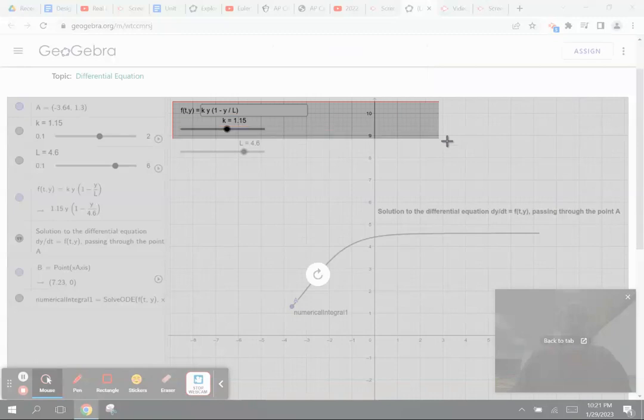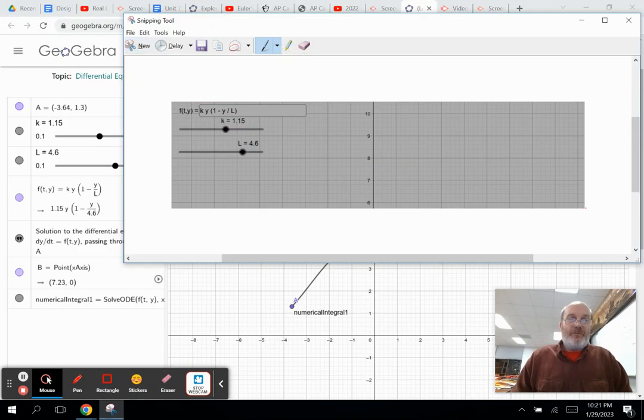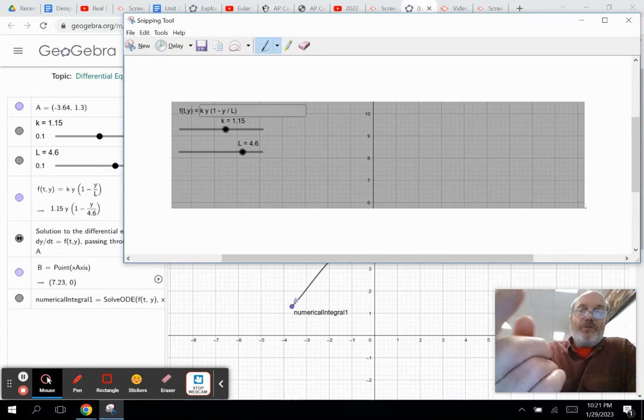So that you'll understand, L here is the carrying capacity of the population, and K is this growth or decay constant that we're used to using. But if we have this is going to be f of t, y, our differential equation. This is just going to be dy/dt here.